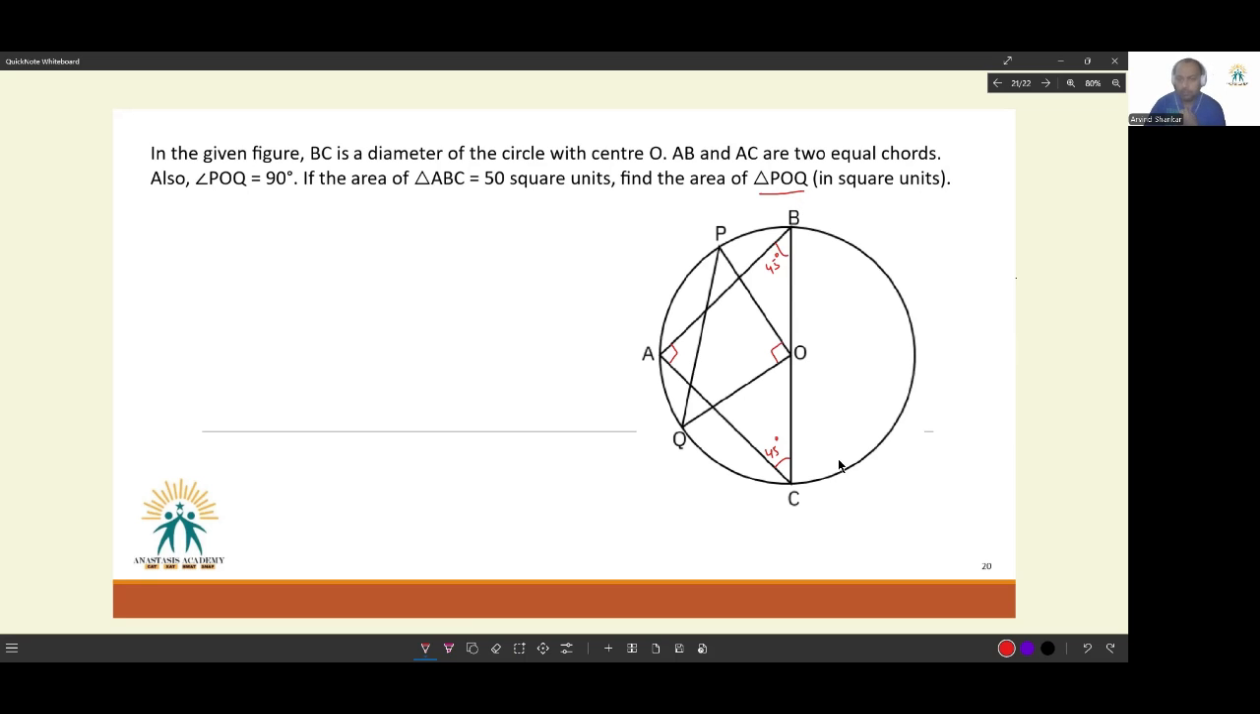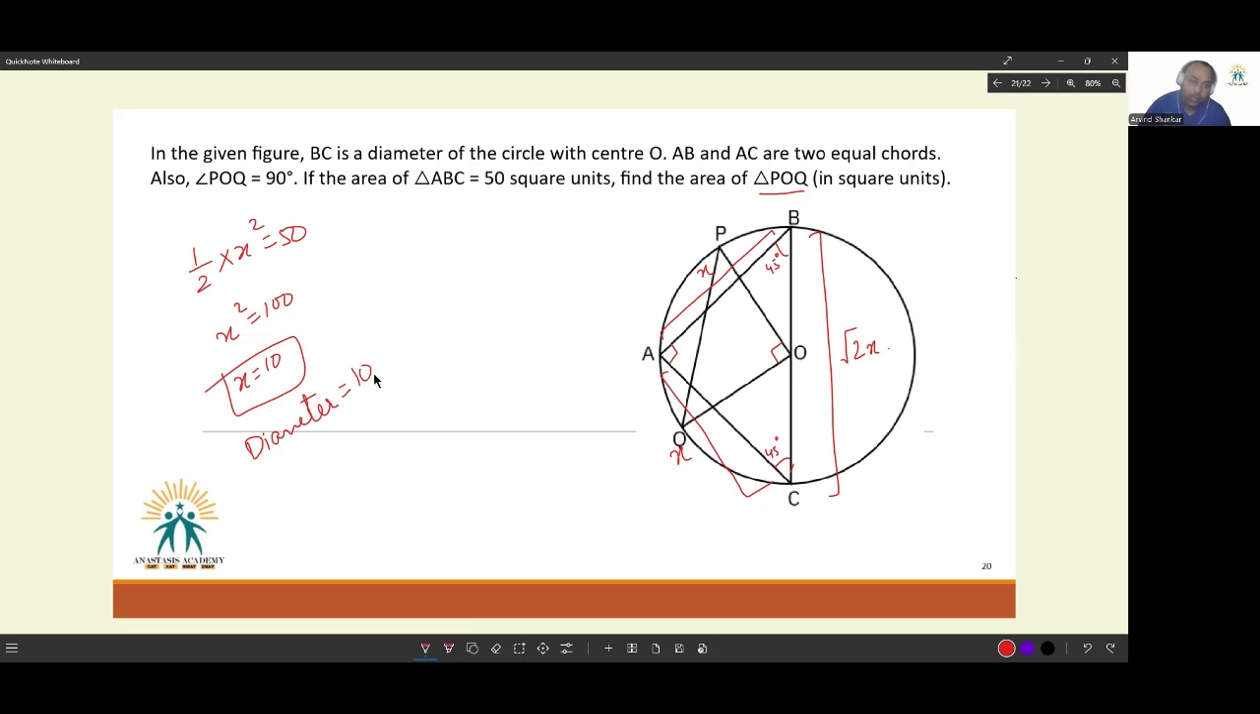Area of triangle ABC is 50 square units. Okay. If length of AB is x, length of AC is also x, length of BC will be root 2 x. Now we know half of x square is equal to 50, or x square is equal to 100, or x is equal to 10. AB and AC are equal to 10. So BC, or the diameter, is equal to 10 root 2. So radius is equal to 5 root 2. Remember, OP and OQ are radius only.